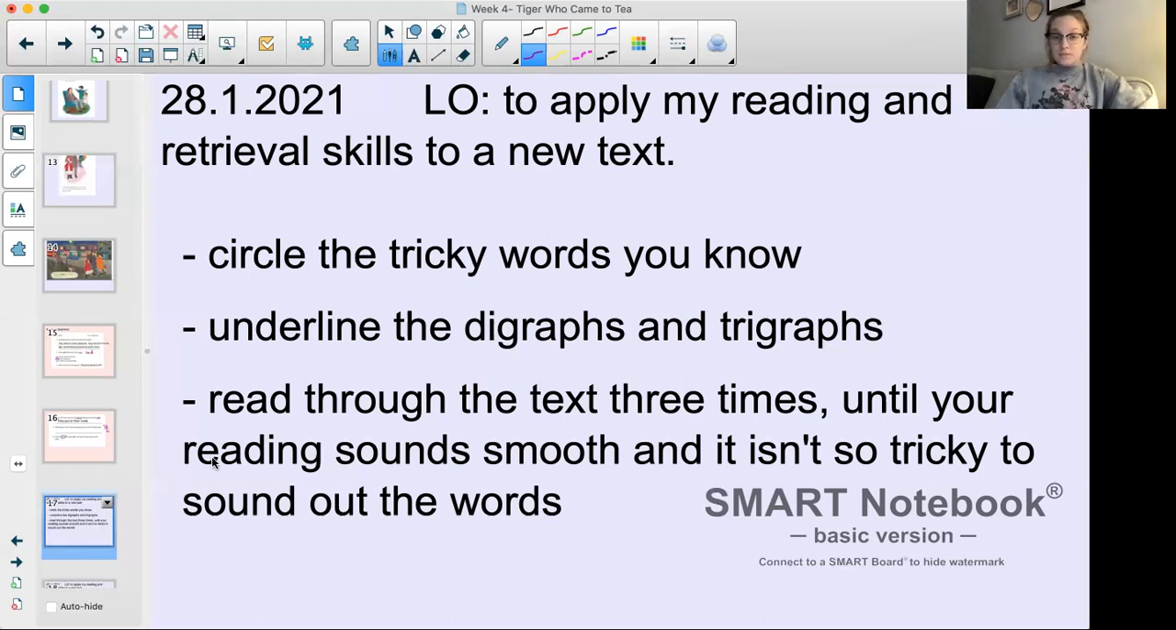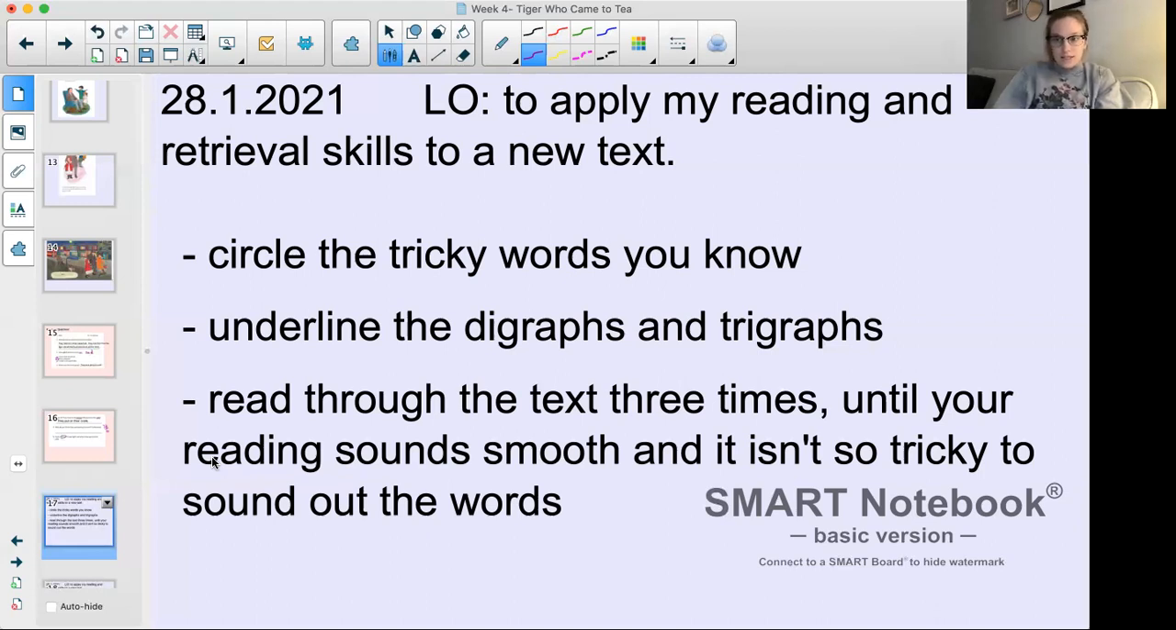And our last step is all about practice. So we know we have to read through the text at least 3 times. And what we're looking for when we're reading is, does our reading sound smooth? So are we stopping to sound out every word? Or do we start to know more of the words and we can read them in a good full sentence? And for you, you can say, do I find it so tricky? When you have read it enough, it shouldn't be so tricky to sound out the words because you'll start to remember them from reading it before.